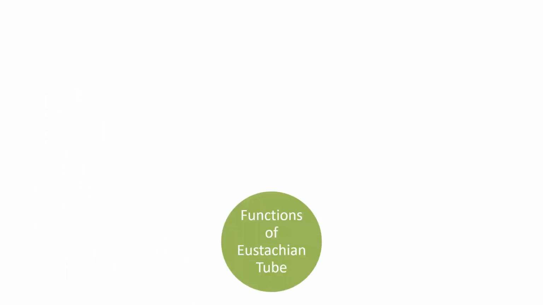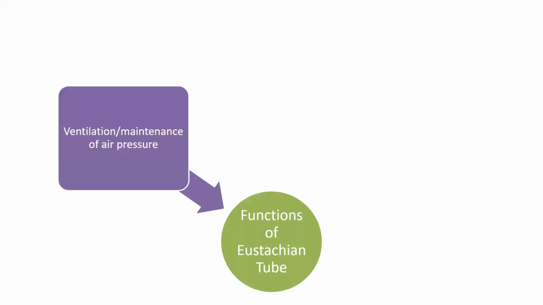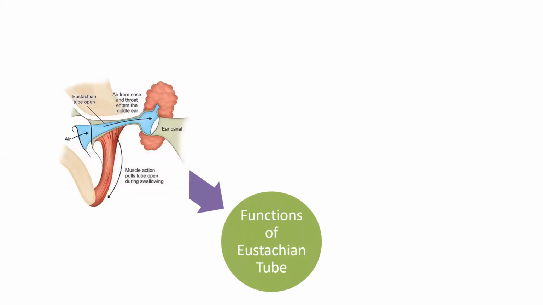Moving on to the functions of the Eustachian tube, it can be divided into three functions. The first one is ventilation or maintenance of air pressure. The Eustachian tube maintains air pressure between the external atmosphere and the middle ear cavity. As we know, the middle ear cavity is an airtight cavity. It is surrounded by the tympanic membrane, the mastoid air cells, and the Eustachian tube, which remains closed most of the time.